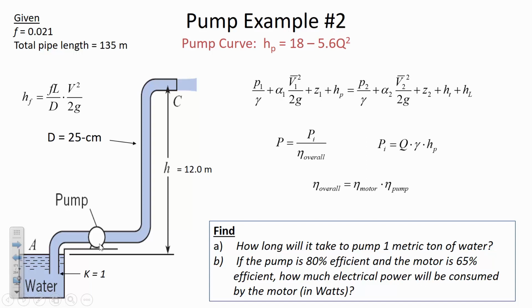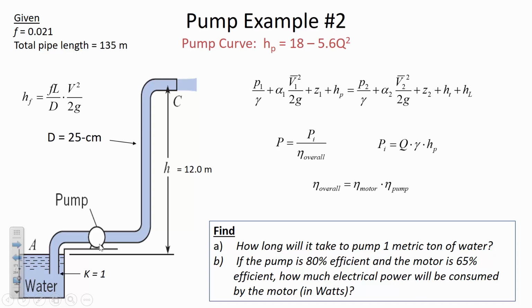And so just by a quick inspection, we can see that, yes, this pump is going to be able to generate a flow rate because we're only lifting the water 12 meters. So there are situations where if the pump curve was H sub P is 6 minus blah, blah, blah, it wouldn't even be able to get any flow at all. But in this case, we will have some positive Q. Just the question is, what is the flow rate? And identifying what Q is going to allow you to answer this question, how long will it take to pump 1 metric ton of water? And a metric ton, that's 1,000 kilograms. So in other words, that's 1 cubic meter of water.